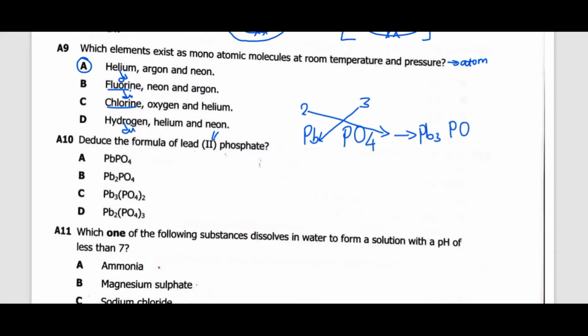Since phosphate is treated as one unit, the 2 must go outside the brackets, since this 2 is affecting both the phosphorus and the oxygen. So this is our chemical formula. So our answer is C.